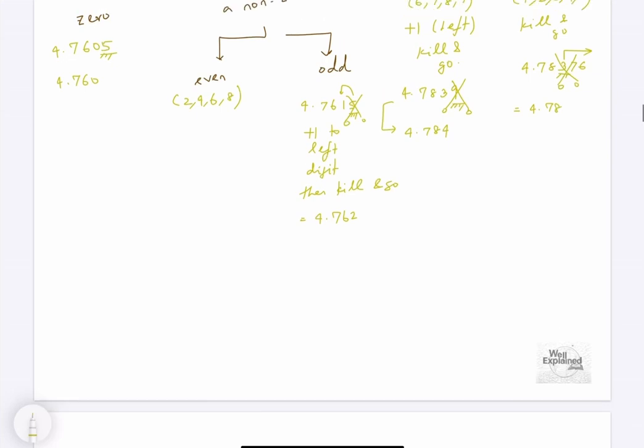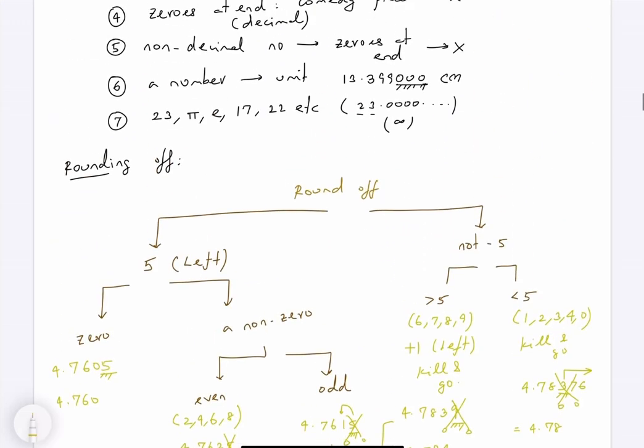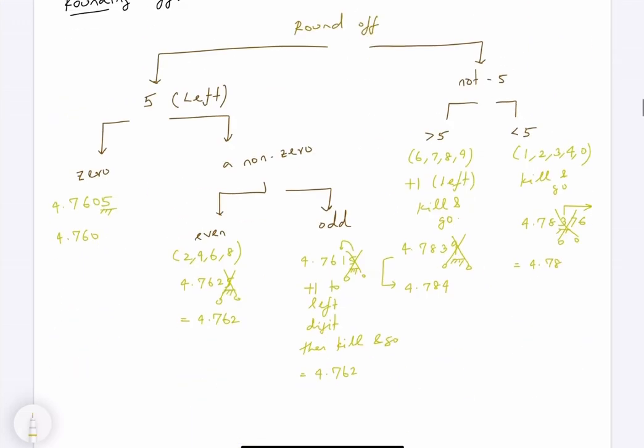You get it? Now, for even, leave it as it is. Just kill and go. 4.7625. 5 you can just kill and go. So your final answer will be 4.762. That's it. So this is the whole of rounding off, just completed very simply.